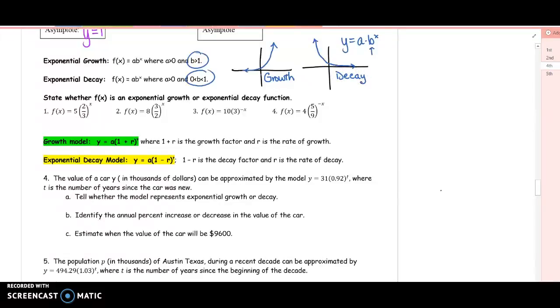So if your b value is less than a whole, then you have an exponential decay situation. So there's 4 equations shown here. We need to decide if these are exponential growth or exponential decay. So each time we're going to look at the b value. So in number 1, is that b value of 2/3 bigger than a whole or less than a whole? Less than a whole. 2/3 is not 1 whole. This is exponential decay.